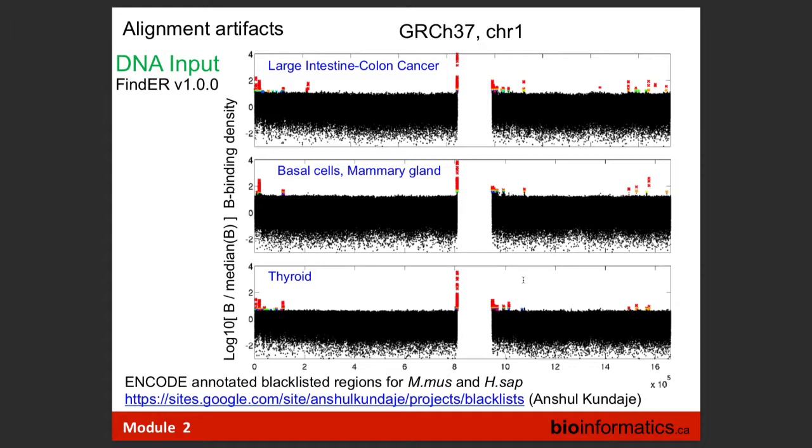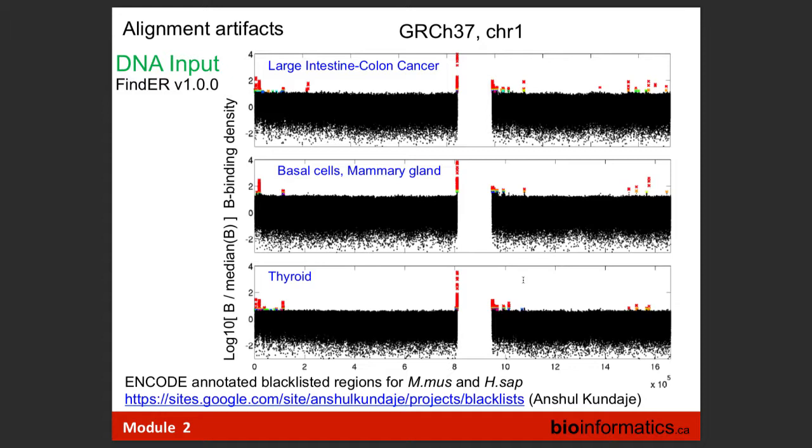So here I'm showing you, on the y-axis, the log of the coverage, and on the x-axis is chromosome 1. You can see that the coverage is pretty uniform, the black. However, there are those red towers, which are actually alignment artifacts. So in some locations, we have this huge coverage. Just technically, we have variability there, which is also bad.